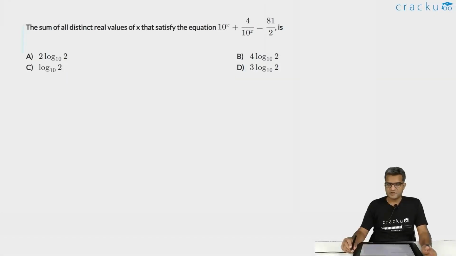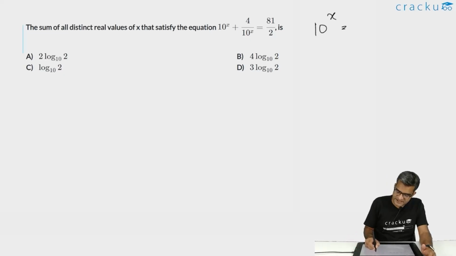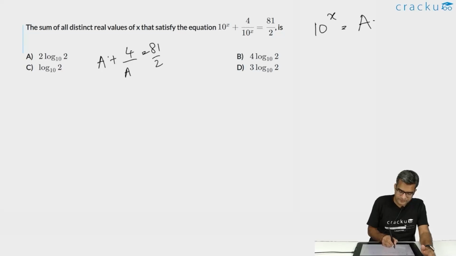In this question, we are asked to calculate the sum of all the distinct real values of x which satisfy the equation 10 to the power x plus 4 by 10 to the power x is 81 by 2. Let us assume that 10 to the power x is a variable capital A. So what we have over here is a plus 4 by a is equal to 81 by 2, or a square minus 81 by 2a plus 4 is equal to 0.